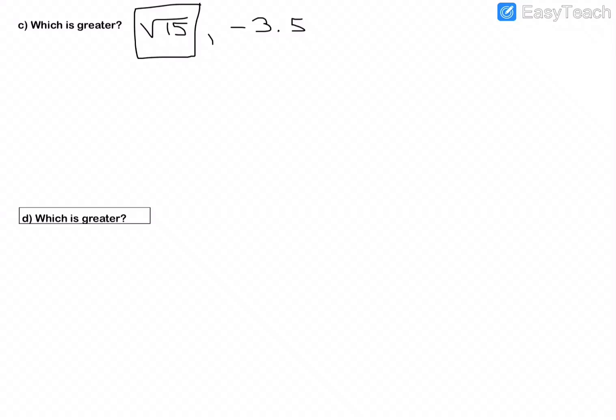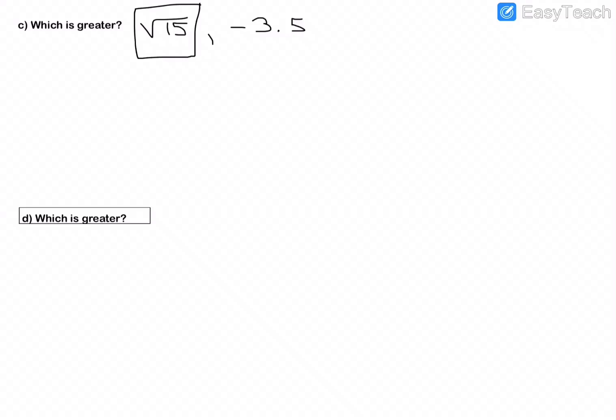Hope I didn't confuse you. I'm not trying to confuse you on that. I'm really just trying to compare these two numbers. But for the purpose of this explanation, square root of 15 would be greater than negative 3.5. Okay?